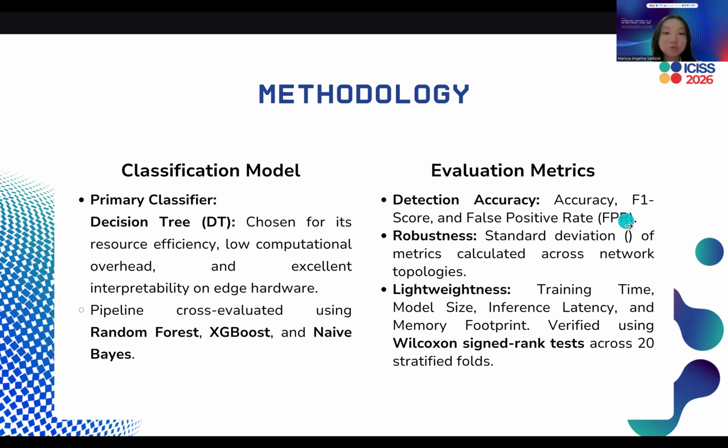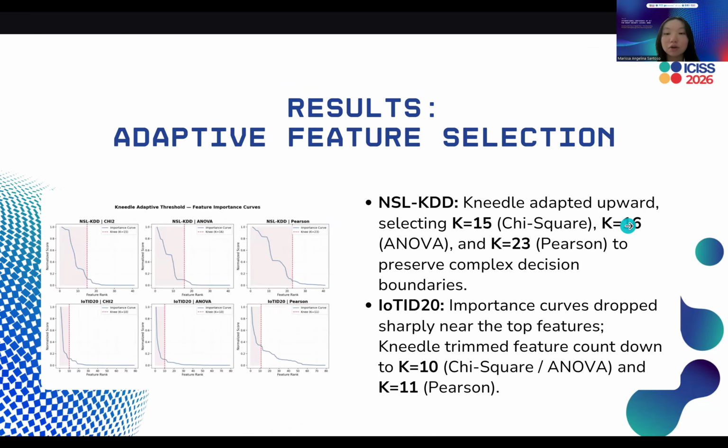Now, let us move to the results. The first result shows what the needle algorithm actually found when we ran it across both datasets. On NSL-KDD, needle adapted upward, selecting K15 for chi-square and K16 for ANOVA, and also K23 for Pearson to preserve the more complex decision boundaries in that data.